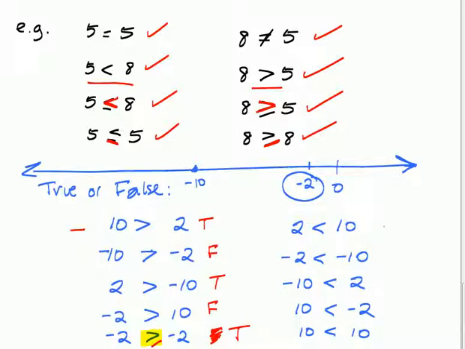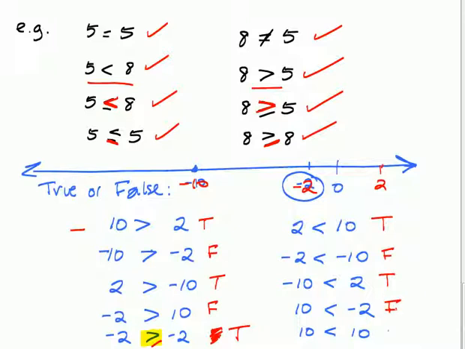2 less than 10? Yeah, true. Negative 2 less than negative 10. I didn't fool you so many this time. No, it's false, because again we can see on the number line, here's negative 2, and here's negative 10. Negative 2 is not less than negative 10 because it's further to the right, so that's false. Negative 10 less than negative 2? Yes, it's less than because it's to the left.